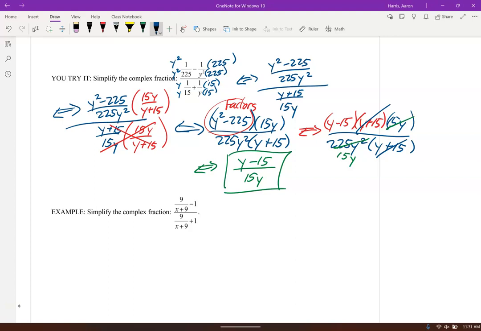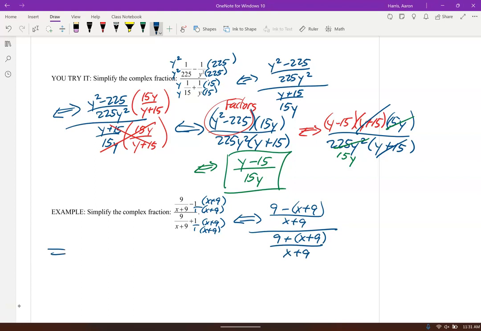So now we're going to get a common denominator of x plus 9. This is 1 over 1, so I got to give it an x plus 9. This is a 1 over 1. It needs an x plus 9. So this becomes 9 minus 1 times x plus 9, all over x plus 9, all over 9 plus 1 times x plus 9, all over x plus 9. Let's clean that up a little bit. Distribute that. So we got 9 minus x minus 9 over x plus 9.